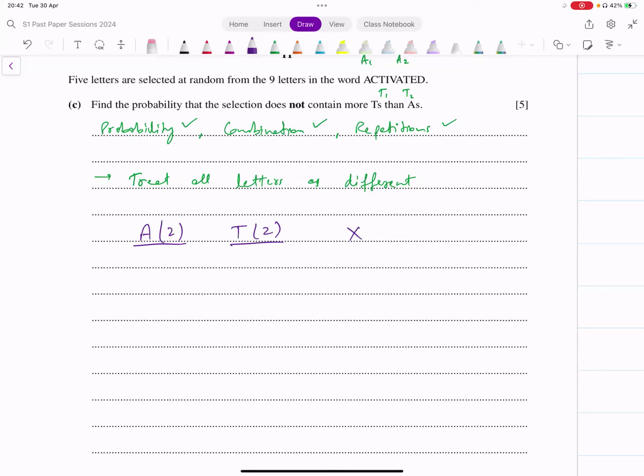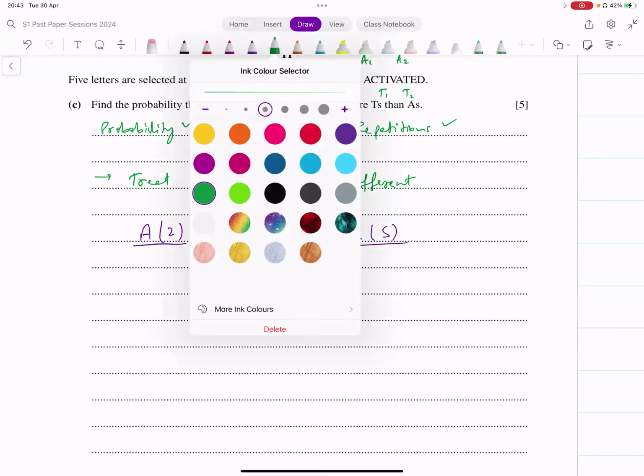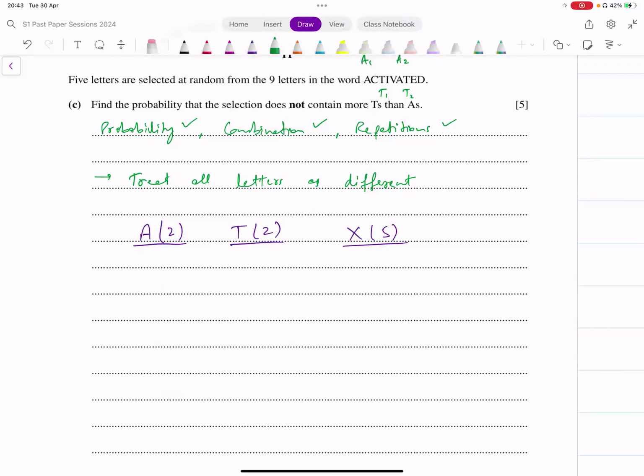The remaining letters are 5 basically, right? Let's call them X, the remaining letters. Now the selection should not contain more T's than A's. What does that mean? What are the possibilities now? There have to be 5 letters, right? 5 letters need to be selected in total. And the T's should not be more than A's. Okay, so what are the possibilities?